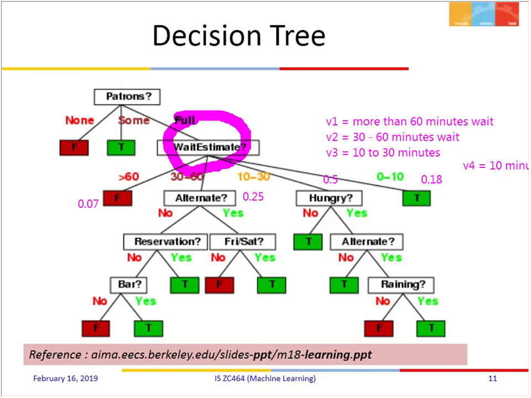So let us come to P4 equals 0.18. Then you will be computing log of 0.07, and then multiplying with 0.07. Similarly, you will be computing log of 0.25, and then multiplying with 0.25. Like that, you will be doing to compute the information content associated with this attribute of weight estimate.